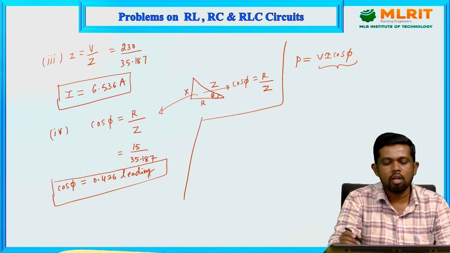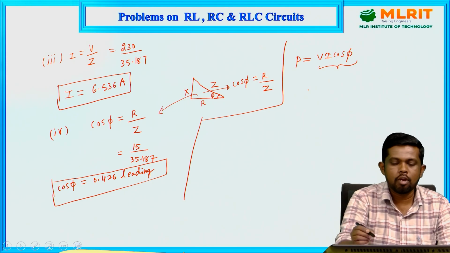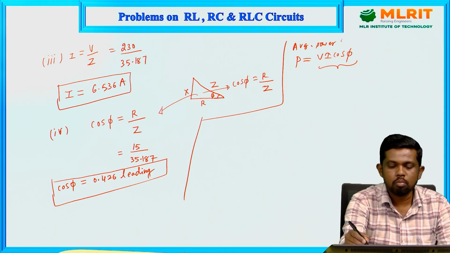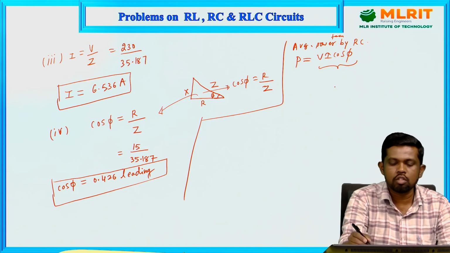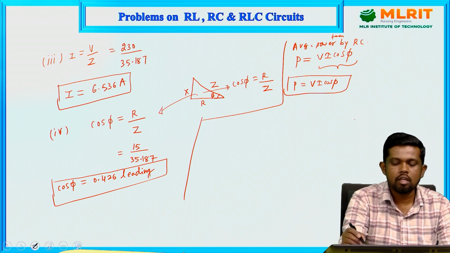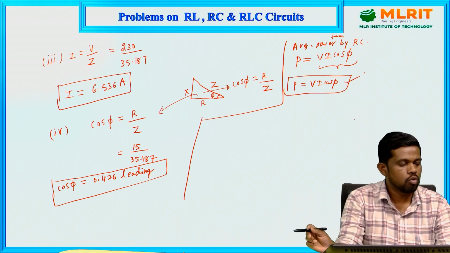That's why we will get P equal to VI cos phi. And the average power taken by the RC series circuit should be this one. We did resistance only. So that is P equal to VI cos phi. So if you are able to substitute the voltage, current and power factor values, then we will get the active power consumption in the network.